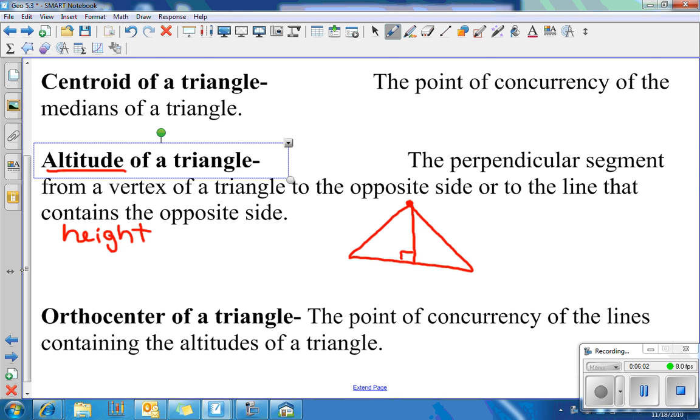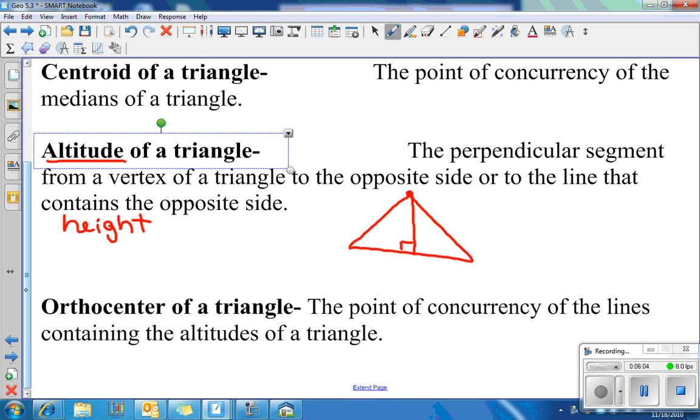Another definition is called the orthocenter. And again, it's a point of concurrency where your altitudes intersect. So the orthocenter is where your altitudes intersect. Again, the definitions are very, very similar. A lot of them are points of concurrency, but with different segments, whether they're altitudes or perpendicular bisectors.